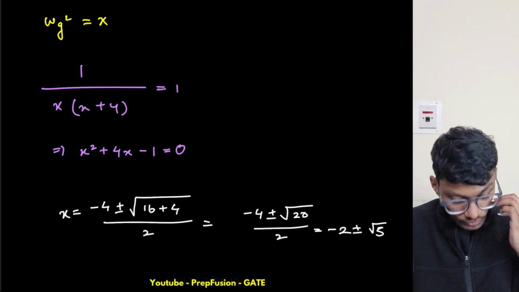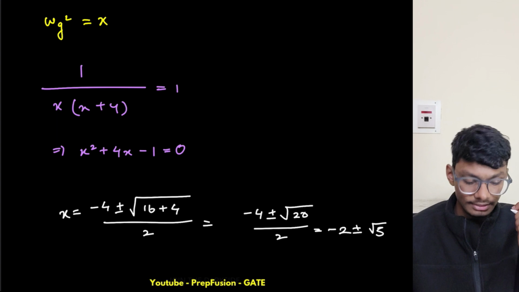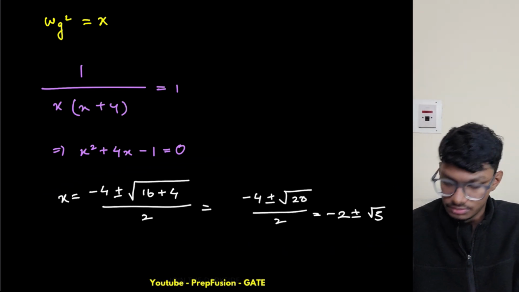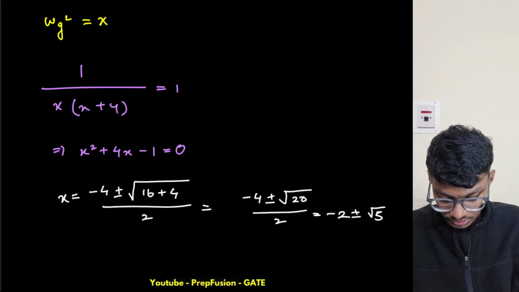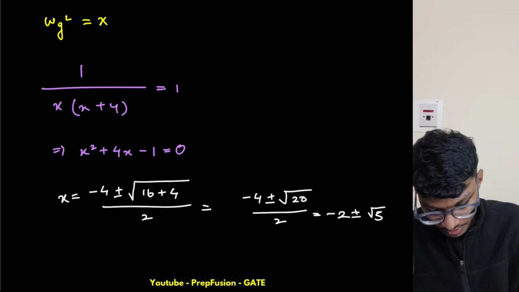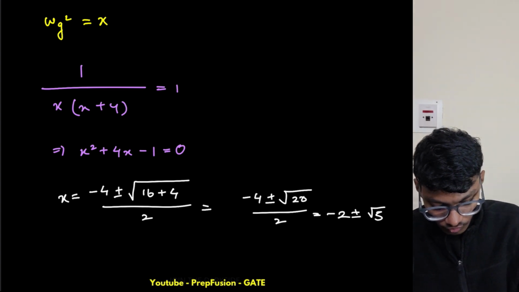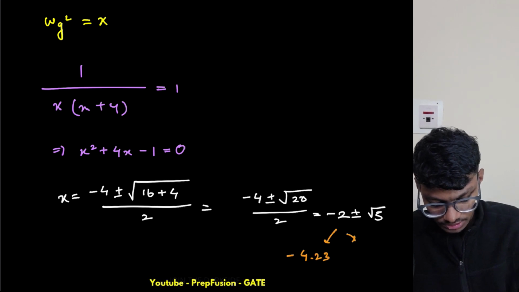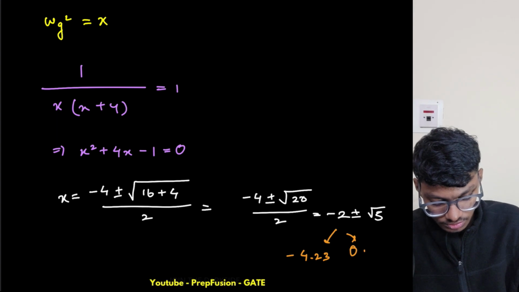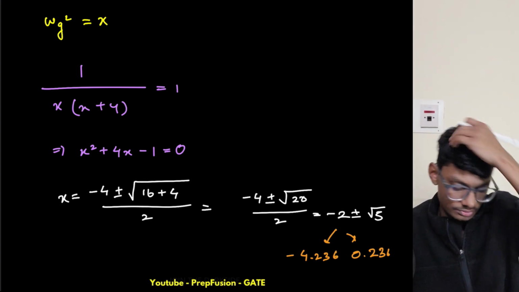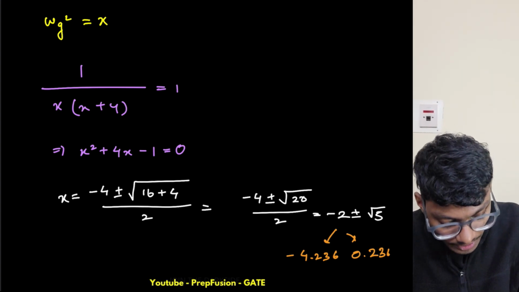Now what does this mean? This means that my x is some value. What is under root 5? Let me find out the values. Under root 5 is 2.23, and we have to subtract it, so I will get two values of x from here. One is minus 4.23 and another one is 0.236. So I'm getting two values now.